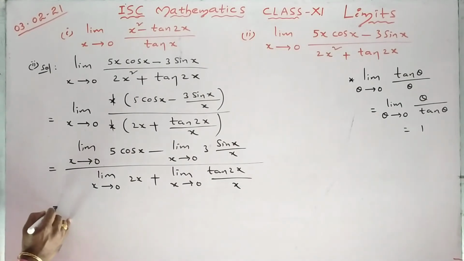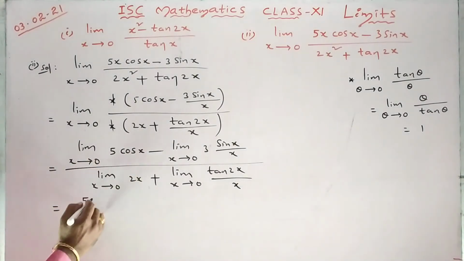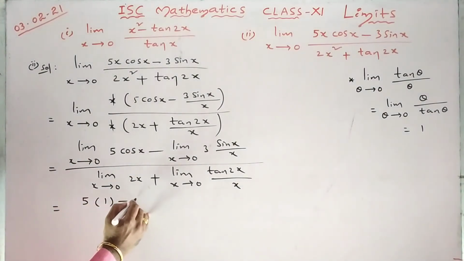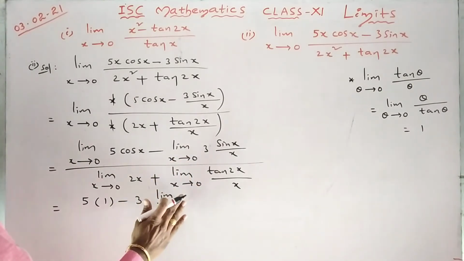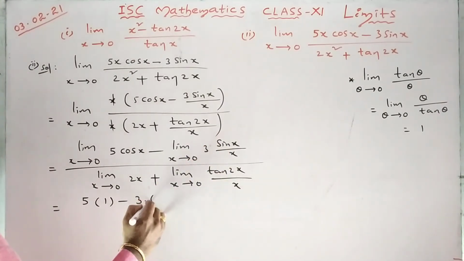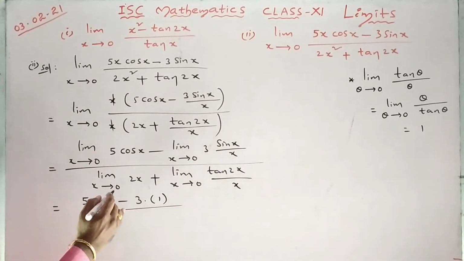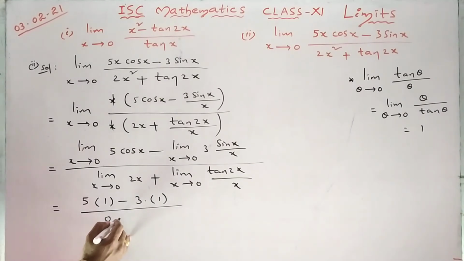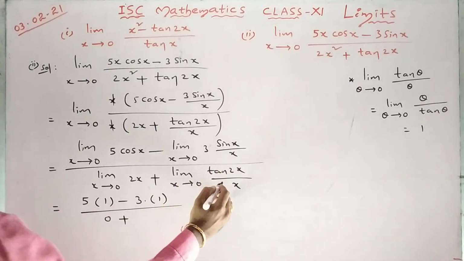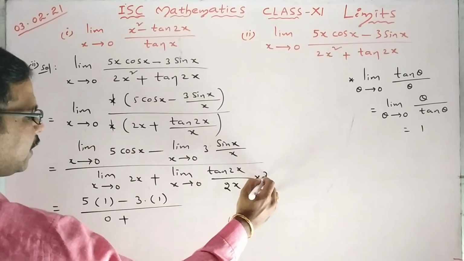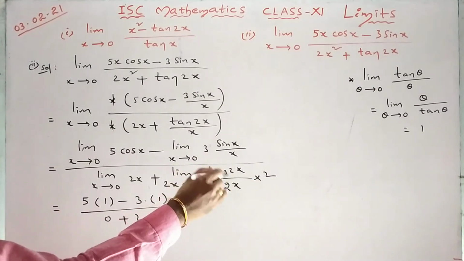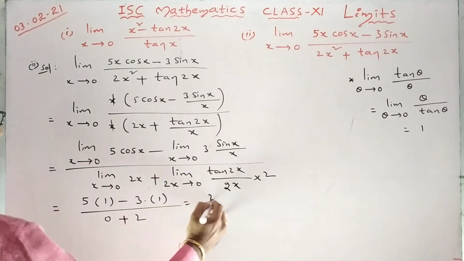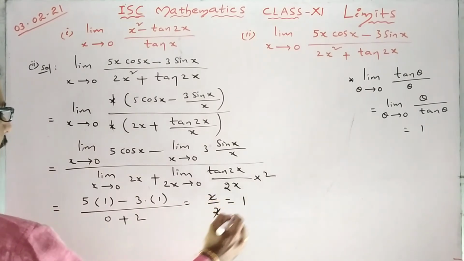Limit 5 can be kept outside, cos 0 value 1 minus 3 can be kept aside. This limit, here we can write that limit value 1, already it is in the standard form, upon 2 into x, 2 zeros are 0, plus this, here what we are going to do, multiply and divide with 2, change the limit, x tends to 0. So that will be 2 into 1, this becomes 1. So 5 minus 3, 2 by 2, that will be 1.